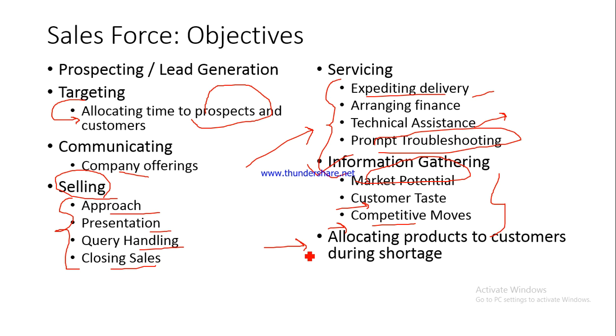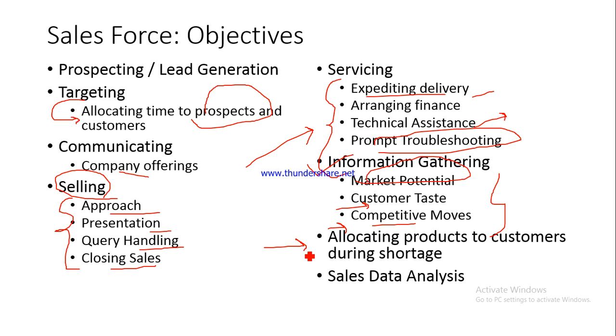Many times it may so happen that you may decide that okay, the most profitable segment of your customers, who are bringing you the highest profit, you allocate the products first to them, and you probably may decide to ask the less profitable customers, who are bringing much less profit to you, to wait for a while. So again, this is one task that is to be done by the salesperson, right?